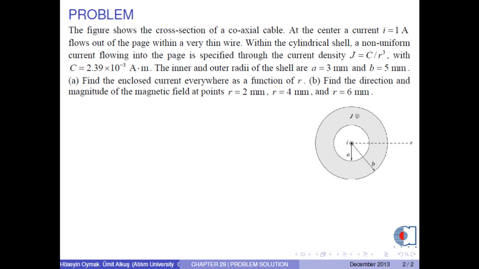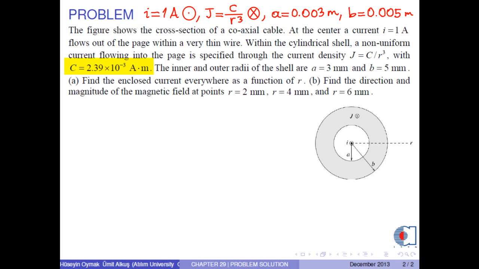The figure shows the cross-section of a coaxial cable. At the center, a current I equals 1 ampere flows out of the page within a very thin wire. Within the cylindrical shell, a non-uniform current flowing into the page is specified through the current density J equals C over r cubed, with C equals 2.39 times 10 to the negative 3 ampere per meter. The inner and outer radii of the shell are a equals 3 millimeters and b equals 5 millimeters.